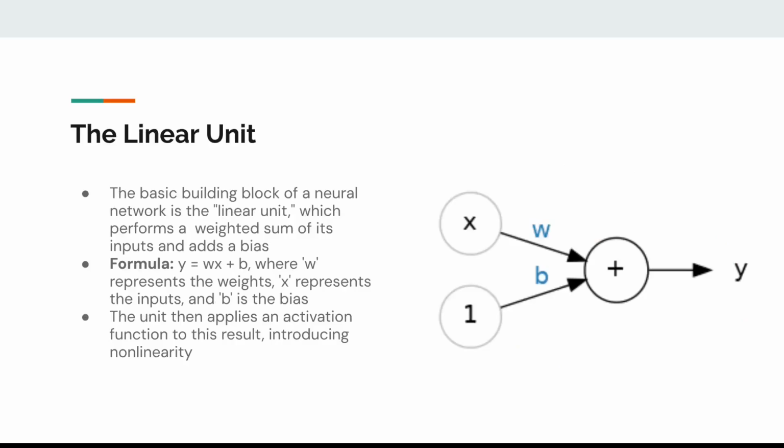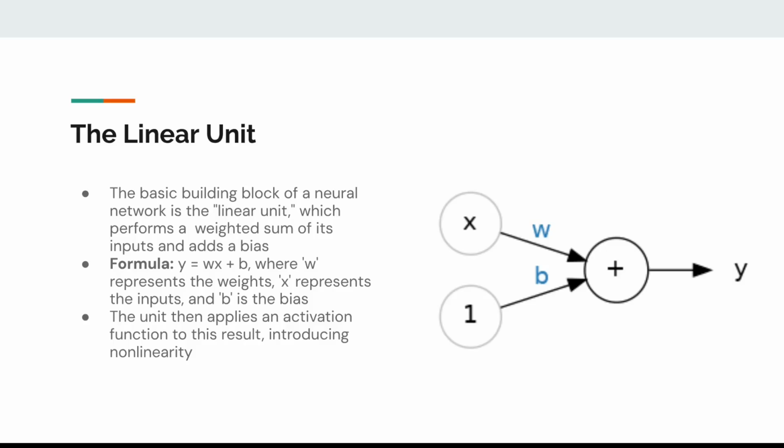To understand deep learning, we need to start from the most basic building block, the linear unit. A linear unit is a simple mathematical function that takes some input, x, and multiplies it by a weight, w, adds a bias, b, and produces an output. The formula looks like this: y equals w times x, an input, plus b, a bias. But what does this mean in real life?